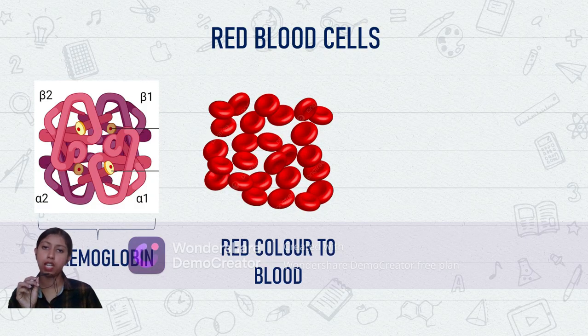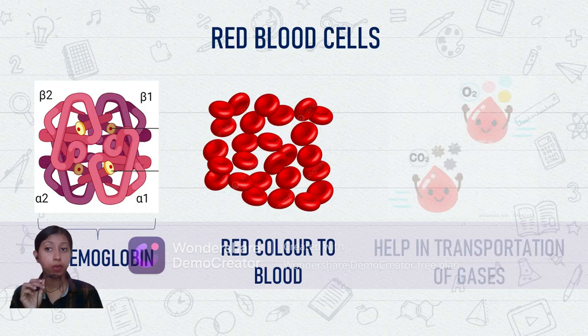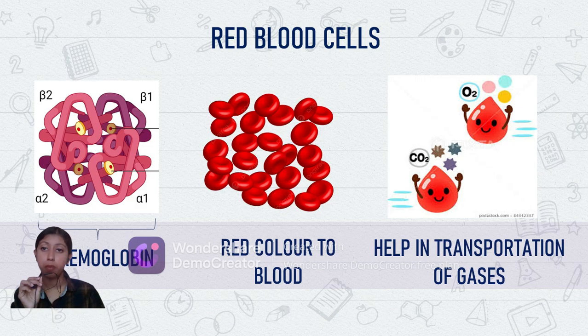So imagine if the blood didn't have RBC, or suppose the RBC didn't have hemoglobin present, what would have happened? Our blood would be colorless. It won't have that red coloration. This red coloration to the blood is given by hemoglobin. Apart from that, it is this hemoglobin pigment that is helping in the transportation of gases. Carbon dioxide or oxygen will combine with the hemoglobin pigment present within RBC, and that's how it is transported throughout our body.